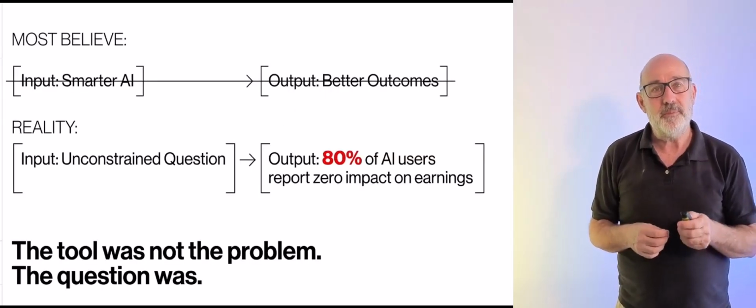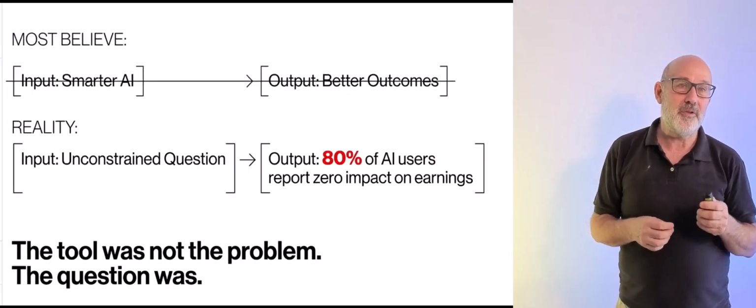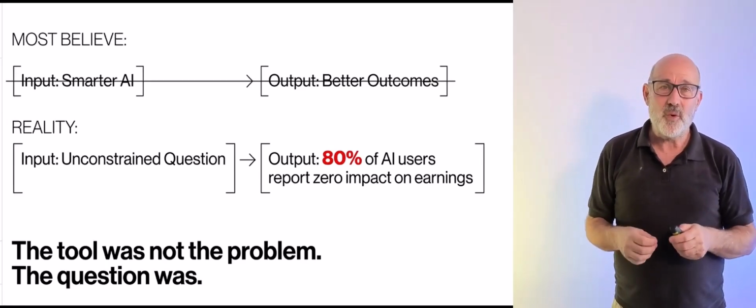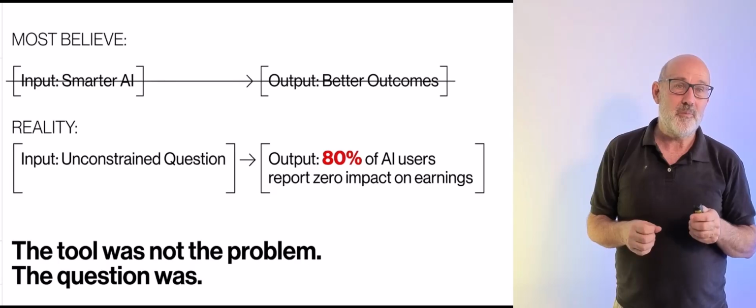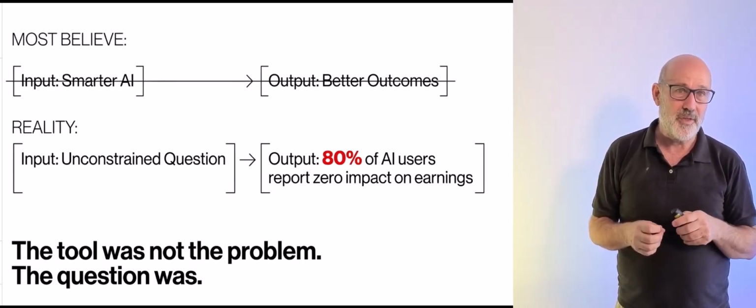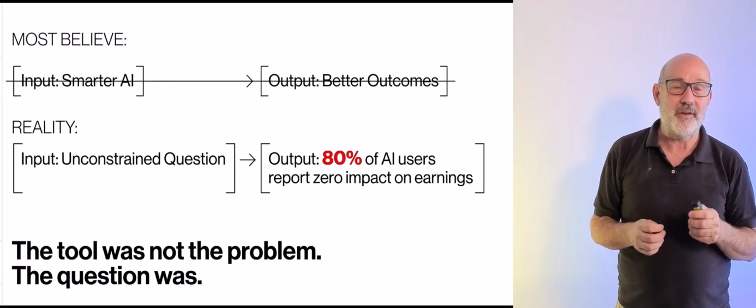Now, most people assume that smarter AI produces better outcomes. Here's what the data says. 78% of organizations use AI regularly. More than 80% report zero. You heard that right. Zero measurable impact on earnings.